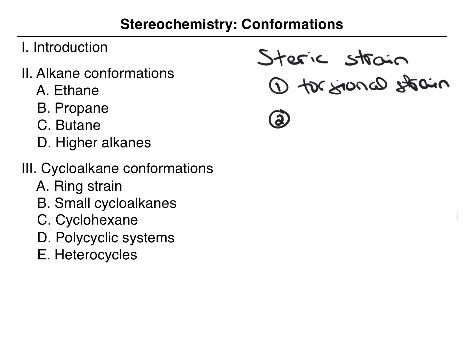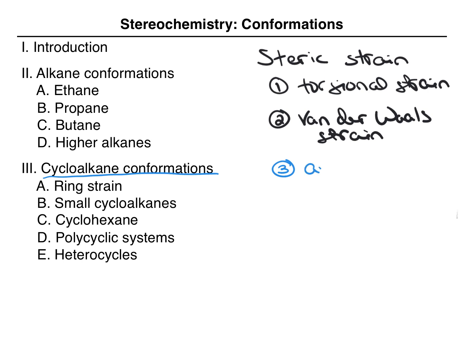We also have van der Waals strain, or steric hindrance. And this is when groups are too close to each other, so that atoms are forced closer than their van der Waals radius. Now in this video, as we begin to talk about cycloalkane conformations, we're going to see a third type of steric strain, and this one is called angle strain.